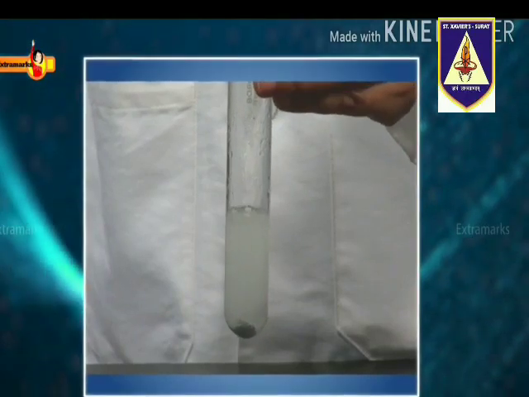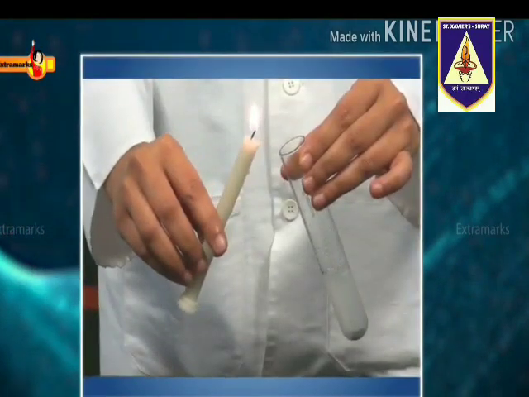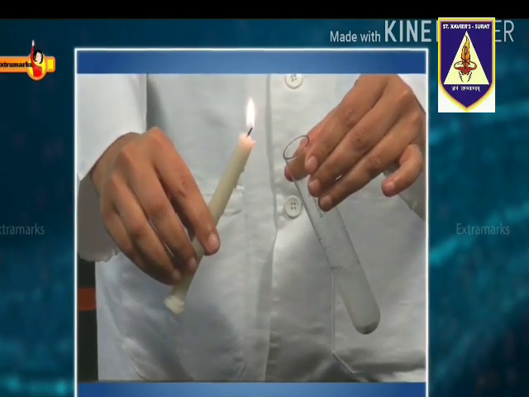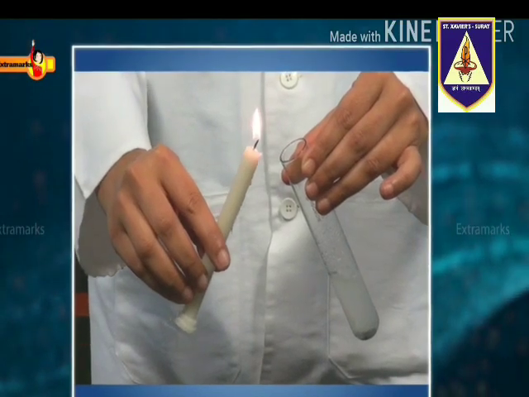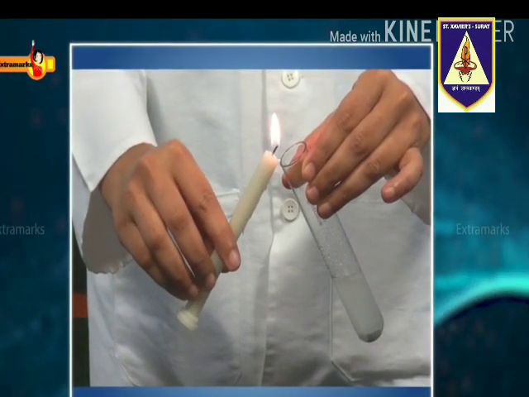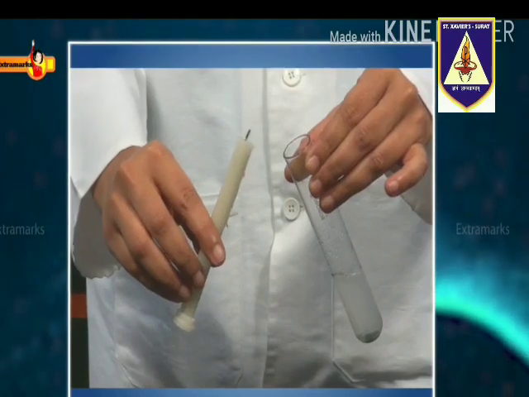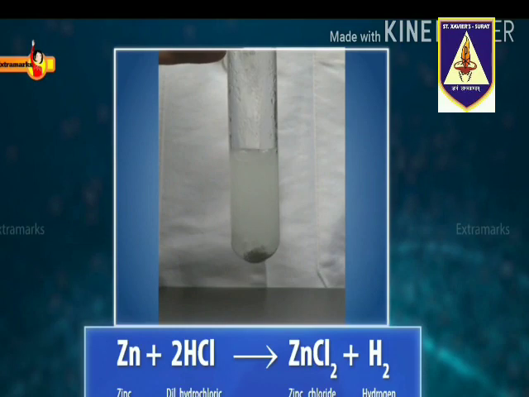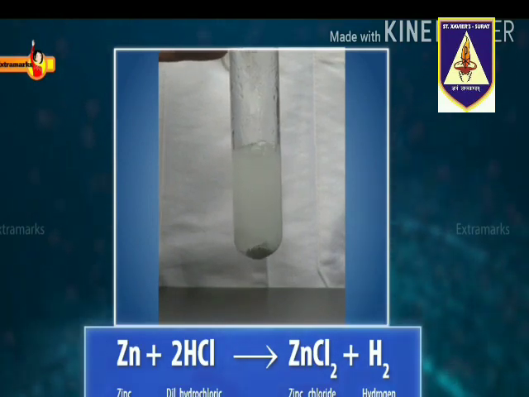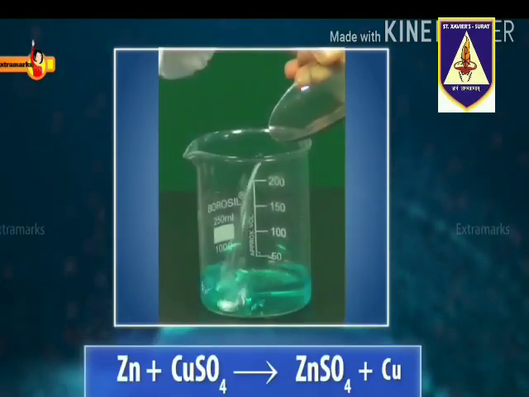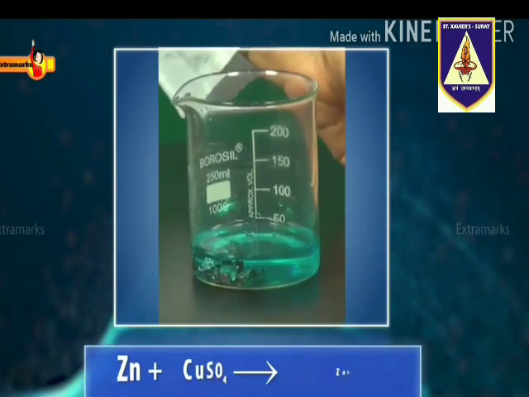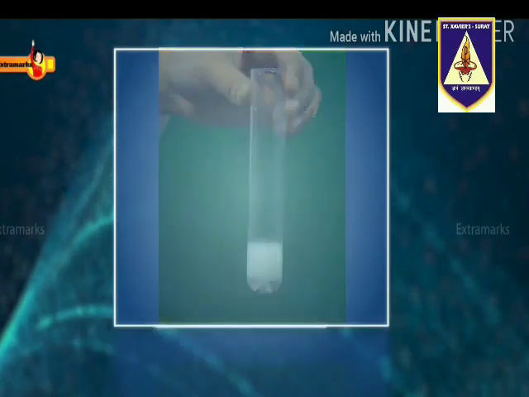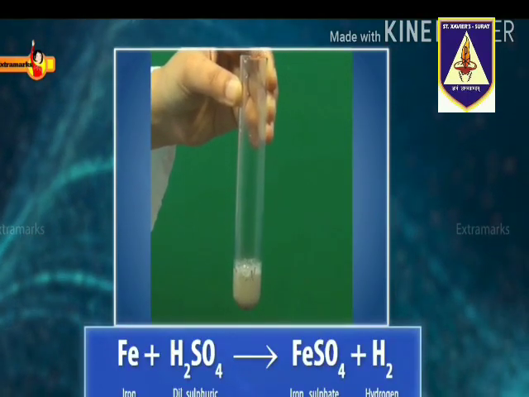Let us identify this gas. Take a lighted candle near the mouth of the test tube. You will hear a pop sound indicating the presence of hydrogen gas. Zinc is more reactive than hydrogen and it displaces hydrogen from dilute acids. This is a single displacement reaction. Some other examples of displacement reactions are reaction of zinc metal with copper sulfate solution, reaction of zinc metal with dilute sulfuric acid, reaction of iron metal with dilute sulfuric acid.